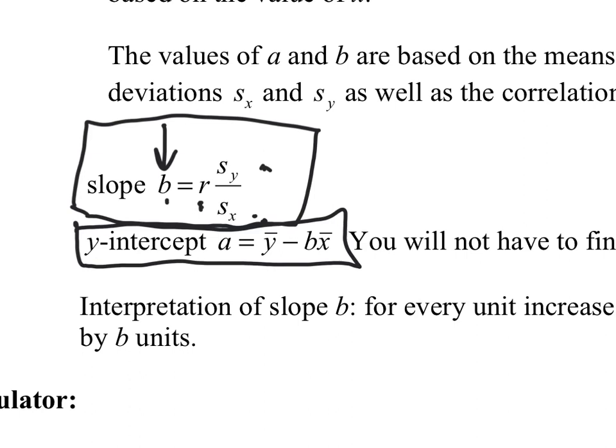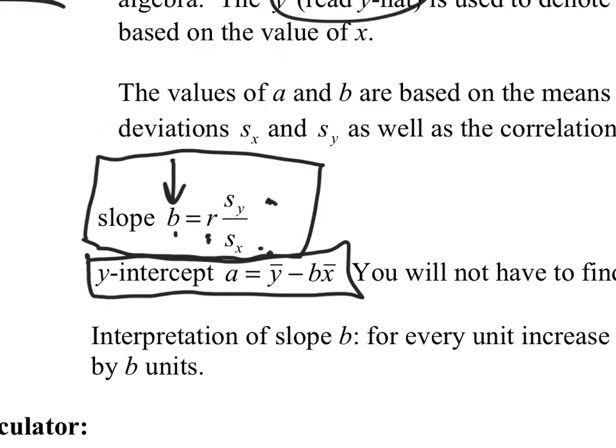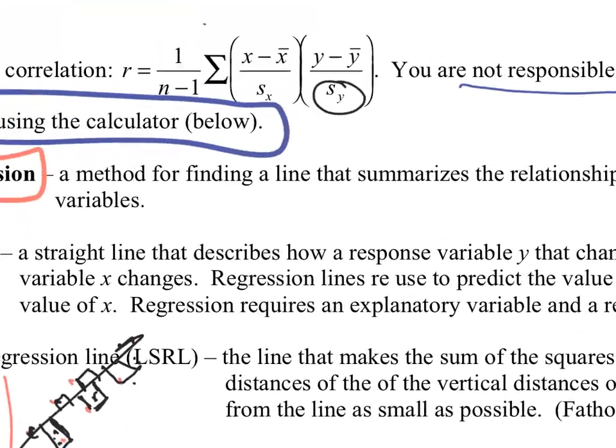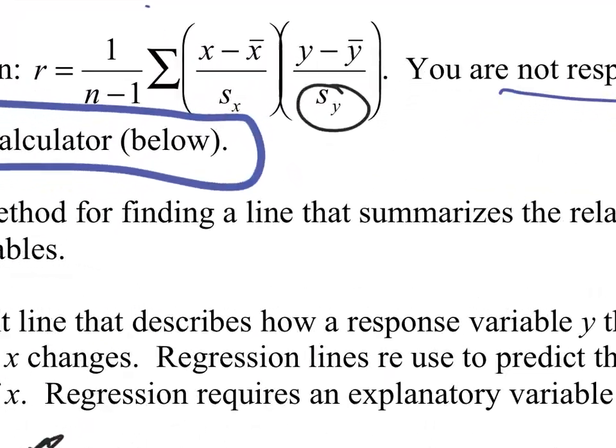Now I would say the slope equation doesn't look that hard. R times S of Y over S of X. But what if you were doing the slope equation all by hand? What's the hardest part about finding the slope then? The weird fraction thing. This thing up here? Yeah, because if you got to do this by hand, that's a lot of work.